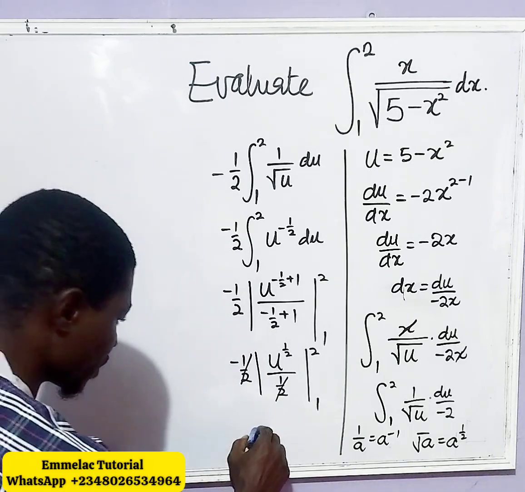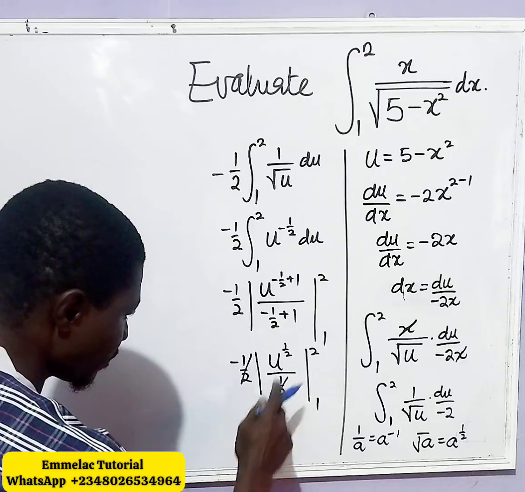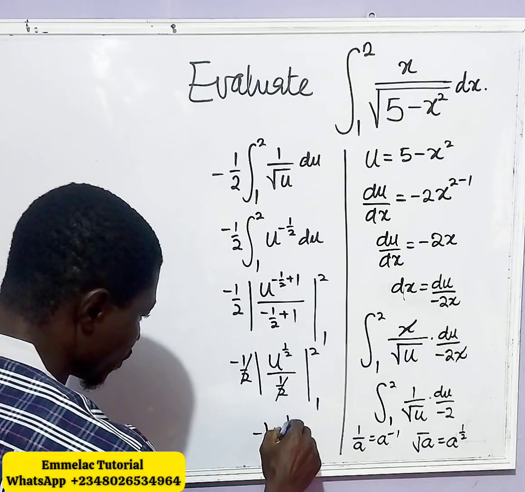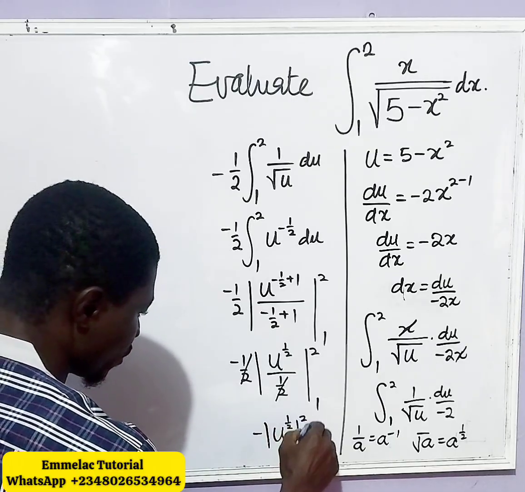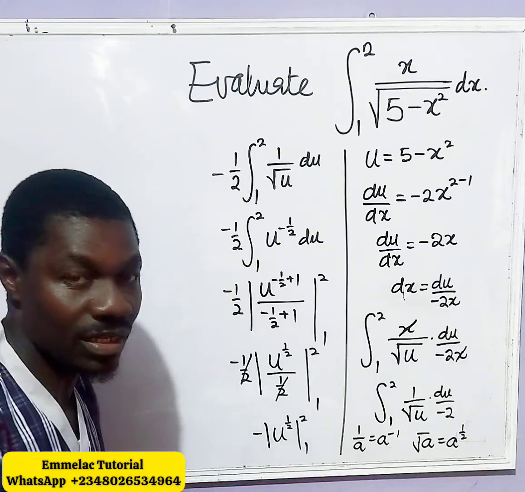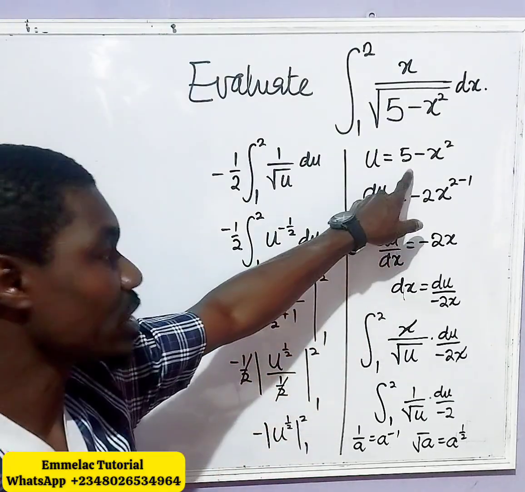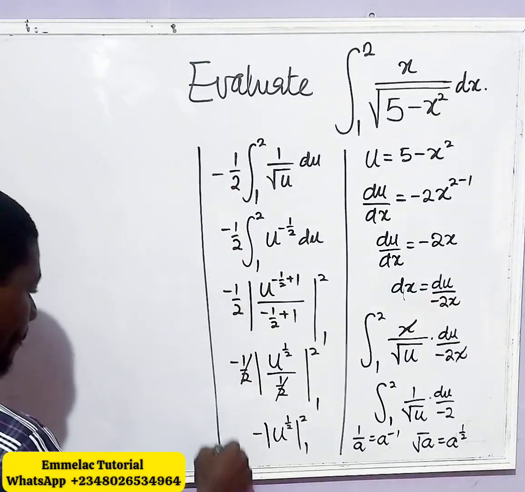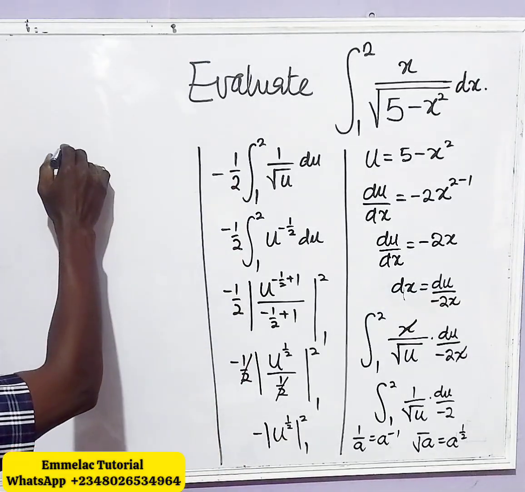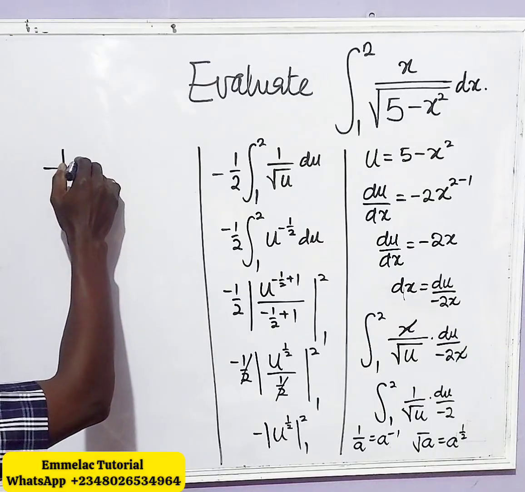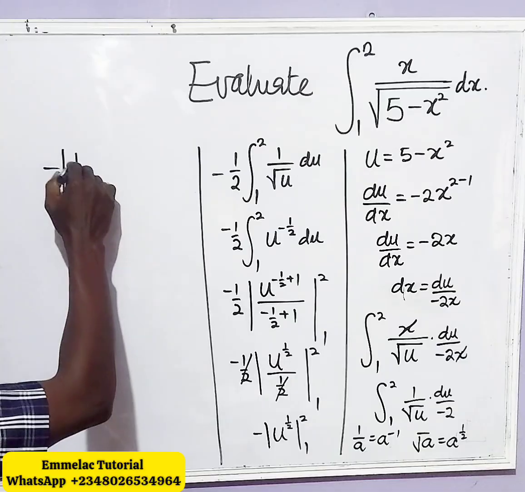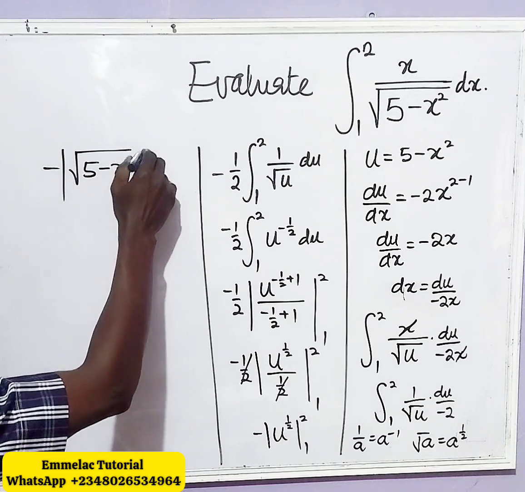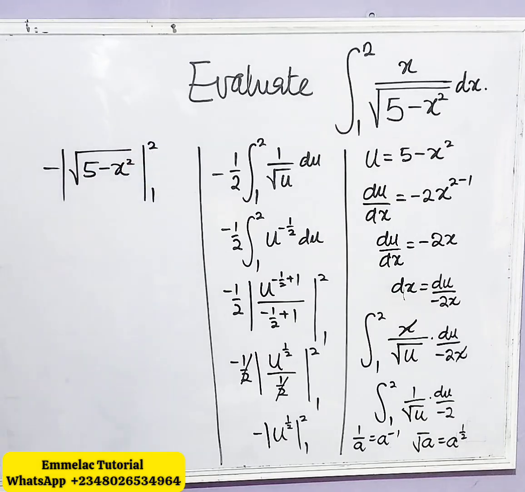So we are left with negative u raised to half, evaluated from the lower limit to the upper limit. And take note that our u is 5 minus x squared. So here you have negative the square root of 5 minus x squared, with the upper limit 2 and the lower limit 1.